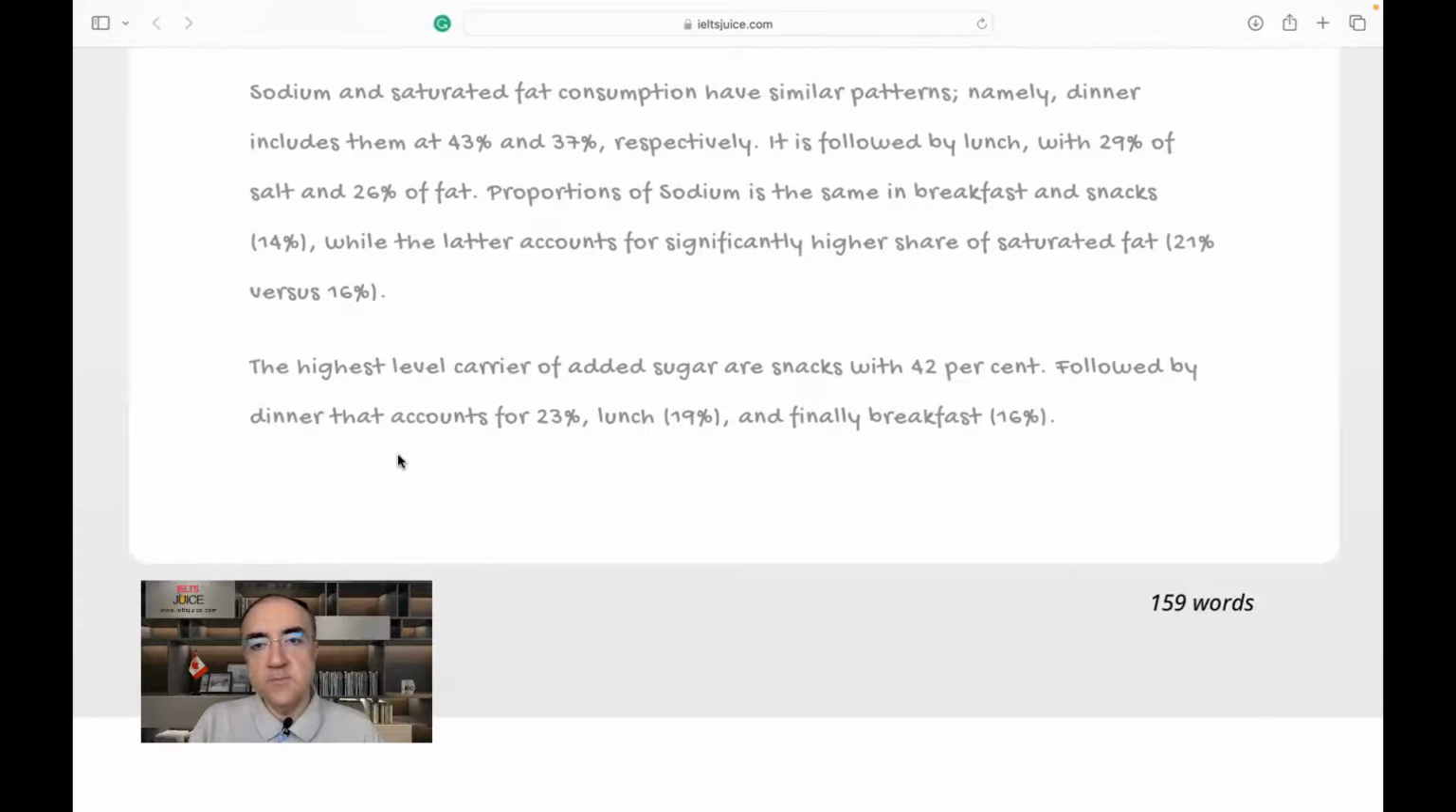Followed by dinner, that accounts for 23%, lunch 19%, and finally breakfast 16%. This period is not accurately put here. We need a comma. As you can see, this is not an independent part of a sentence. It cannot all by itself act as a sentence. And lunch 19%, and finally breakfast. Okay.